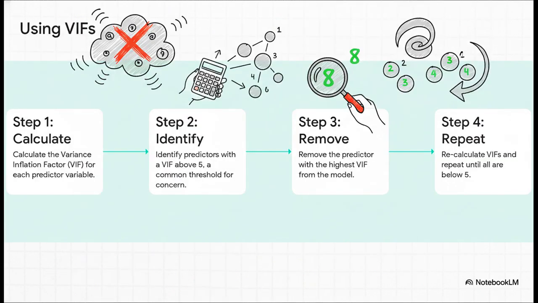And the process is pretty straightforward, actually. First, you calculate a VIF for every single one of your features. Now, a common rule of thumb is that any score over 5 is a big red flag. So you find the variable with the highest score, you take it out of the model, and then, and this is the crucial part, you recalculate the VIFs for everything that's left. You just keep repeating that process until all your scores are down in a healthy range.